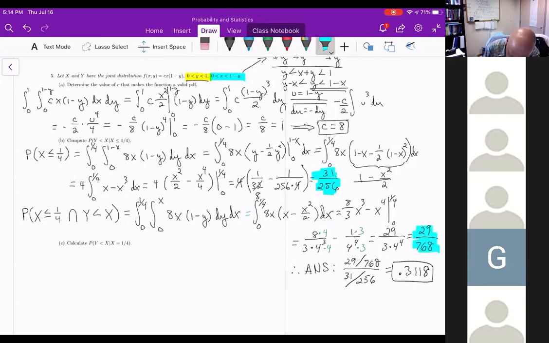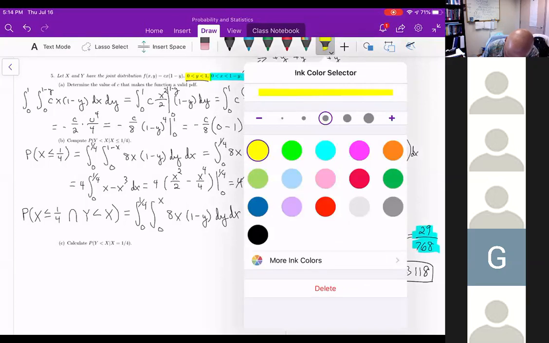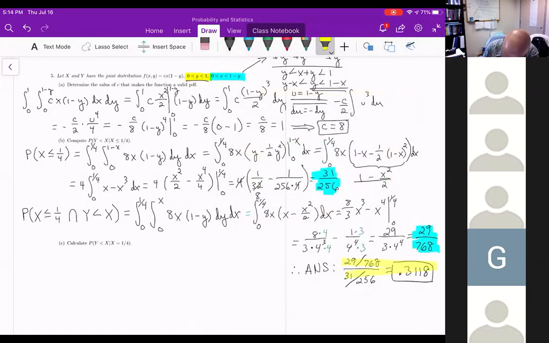And then our final answer, you can put in fraction form or convert to decimal, because the 256 does simplify the 768. So it actually does come out to a decent number. But either form is fine for me. You know, web work usually requires a decimal form. Questions before we tackle the last part on this problem?